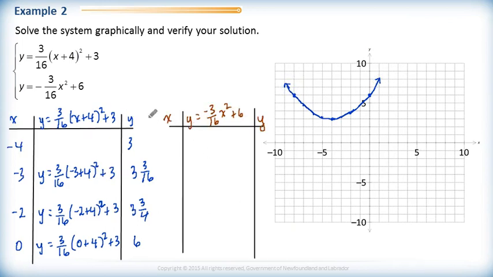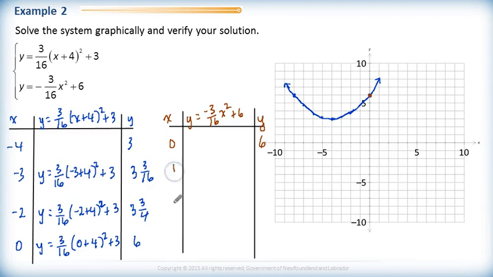Next, we start at the vertex for y equals -3/16 x squared plus 6. I'll put in 0, because 0 is the x-coordinate of the vertex, and 6 is the y-coordinate. It also happens to be our y-intercept for that one. So it looks like we right away have one of our points of intersection, if there is any more.